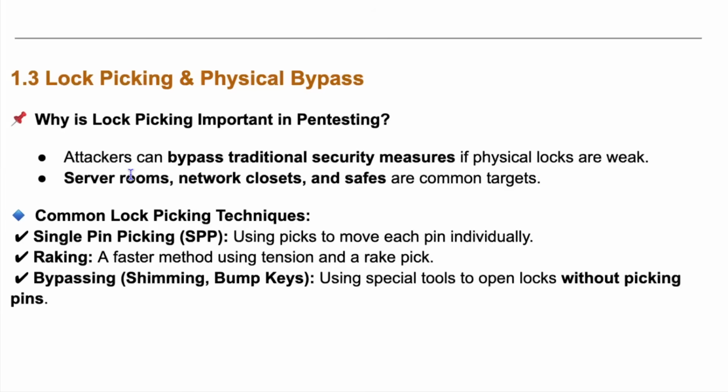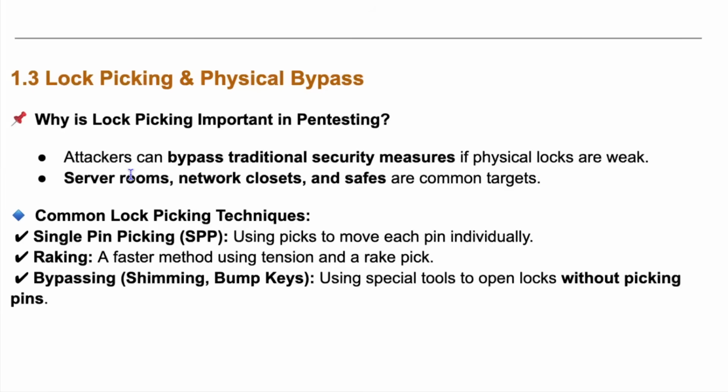Raking is something that you use tension and a rake pick for, and you're kind of breaking the lock at that point. You're not really picking the lock. And bypassing would be bumping keys or shimming, which uses special tools to open locks without actually picking pins. You may have even seen somebody using a mini drill, and they put the drill inside of the lock and turn it on, and eventually it opens the lock. These are technically all lock-picking techniques.